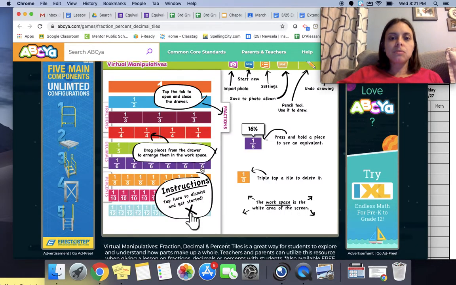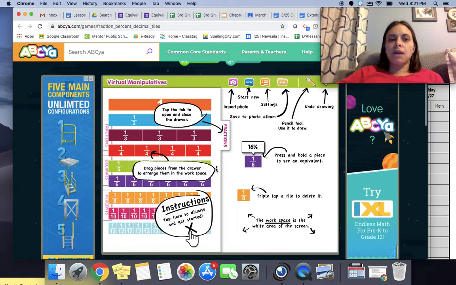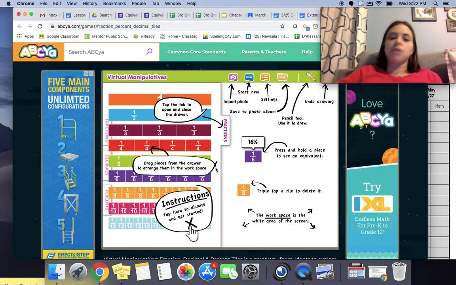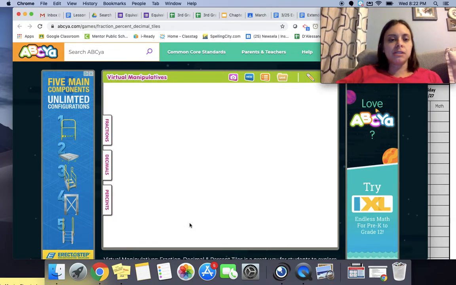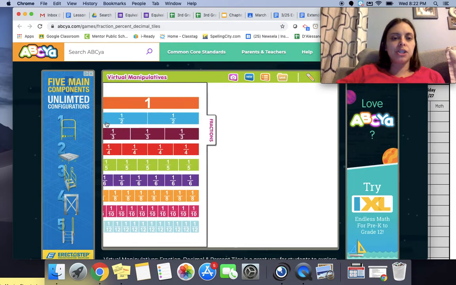So, there's a lot of stuff here. These are just instructions on how to use these virtual manipulatives, but I'm going to walk you through it. So you can X out of the instructions. And over here, you're going to want to open the fractions tab. We're not going to do anything with decimals or percents today, so just fractions.